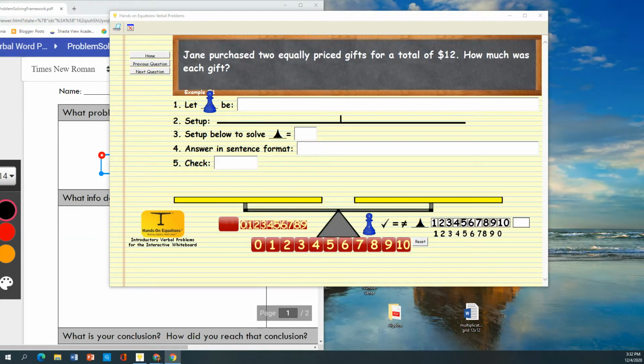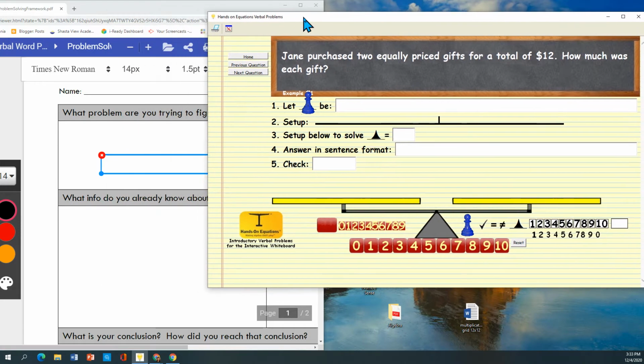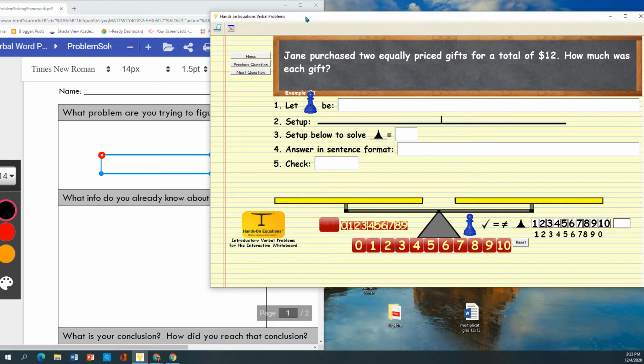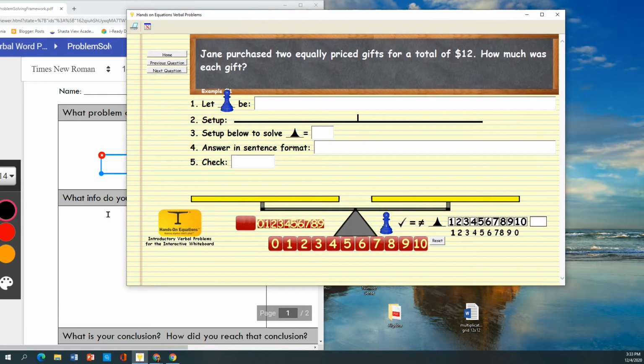This is lesson 1 of our verbal word problems, and we're going to be looking at a hands-on equation problem. We're going to be using the hands-on equation board, and we're also going to be using the problem-solving framework to help us really get the idea of how to solve word problems and not miss a thing. I'm going to read this question, and we're going to fill out the problem-solving framework first, and then we'll come to our hands-on equation board to help us create a model.